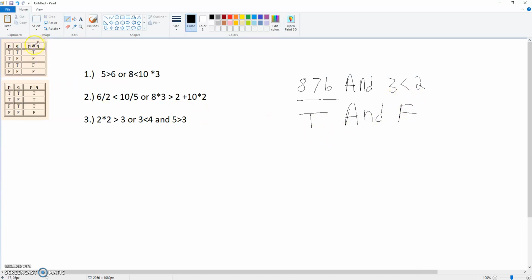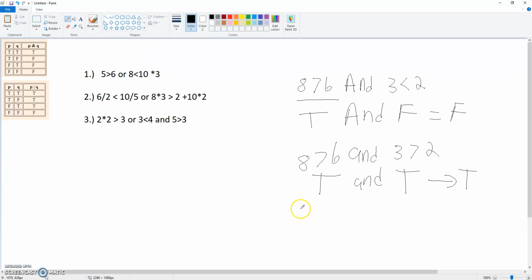Let's look here. This is the AND. So true and false is false. This thing would evaluate to false. How could we make this true? We would say 8 greater than 6 and 3 greater than 2. Now we have true and true, which yields true.